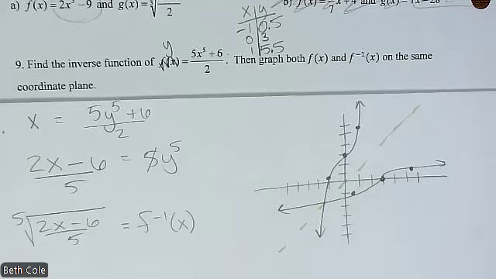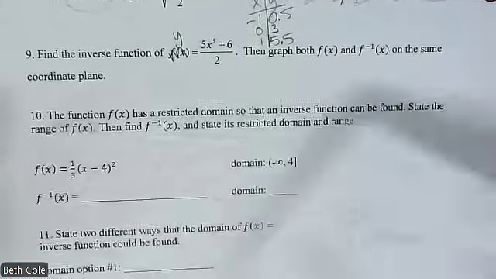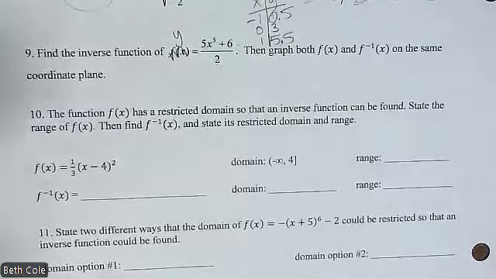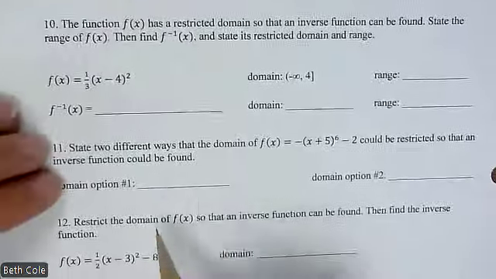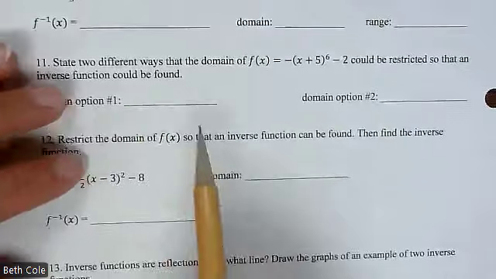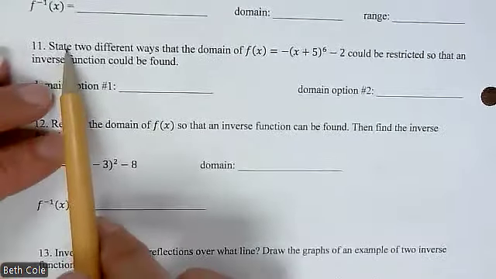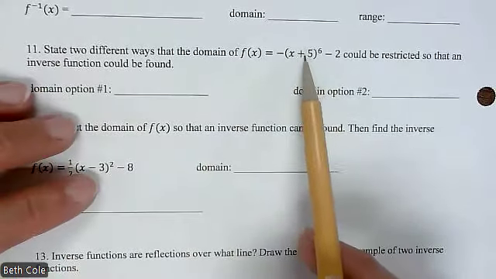Is everybody okay? Okay. I don't want to rush you. I'm actually going to come back to number 10. I want to do 11 and 12 first because I think they're a little bit easier. So back down to number 11. State 2 different ways that you can restrict this.